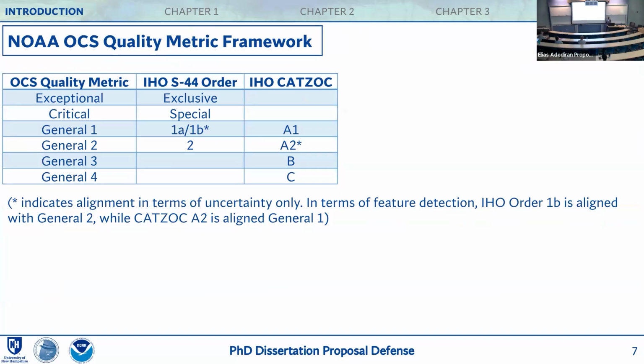Then the last quality metric that we'll be looking at is the NOAA Office of Coast Survey Quality Framework, and this is loosely aligned with the IHO S-44 order and the CATZOC that I mentioned. And why this is also important is that one of the goals of this work is to address the interpolation uncertainty in the MPS project. So that is why this is relevant to this work.